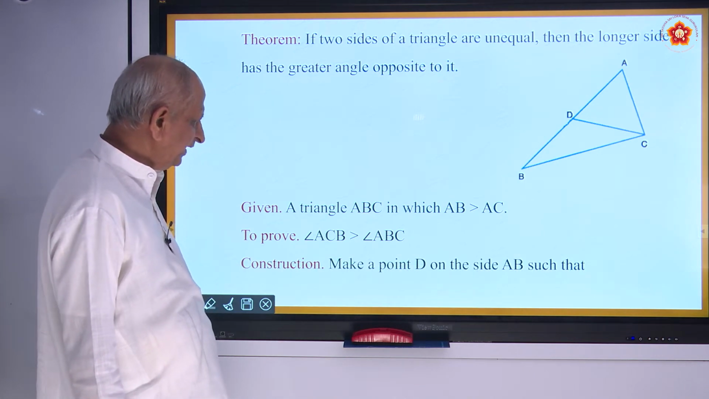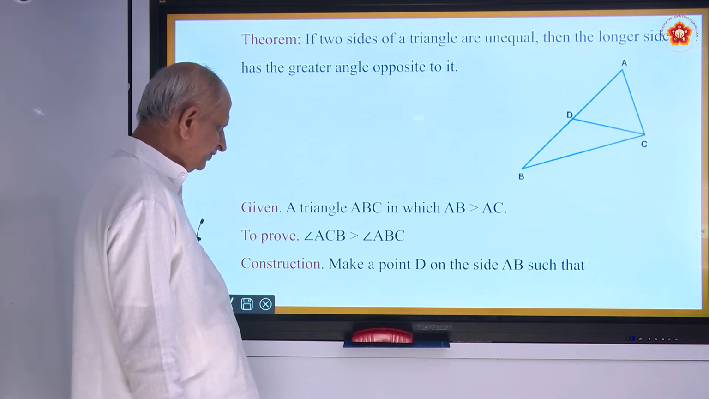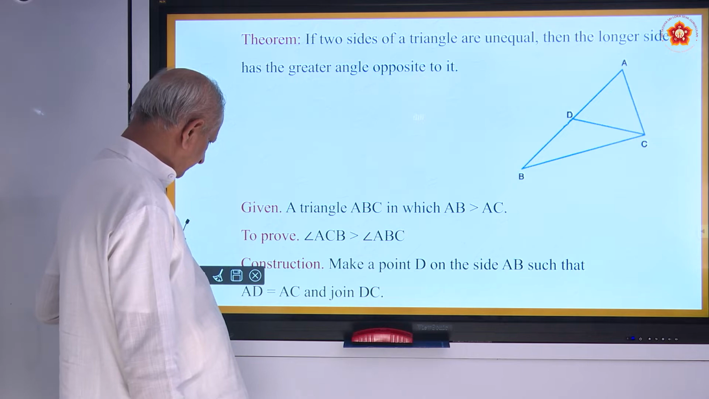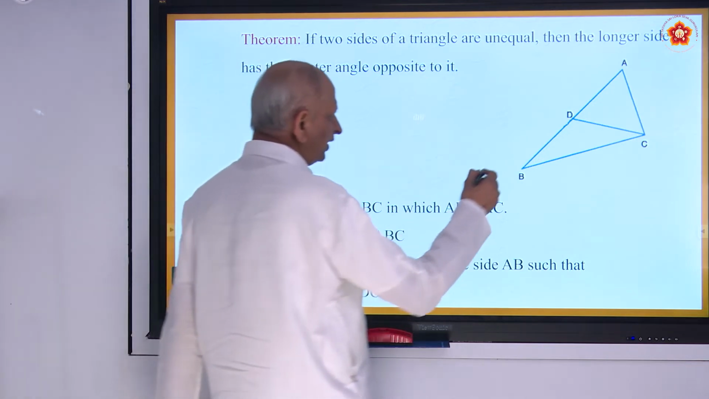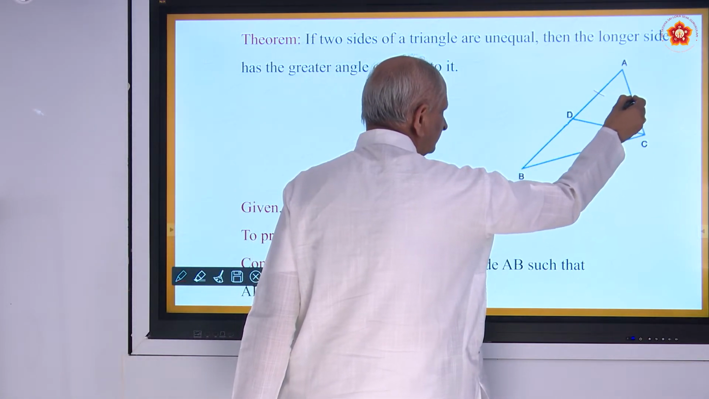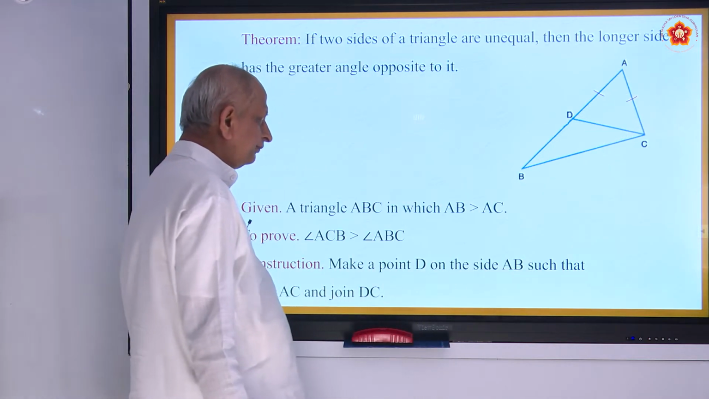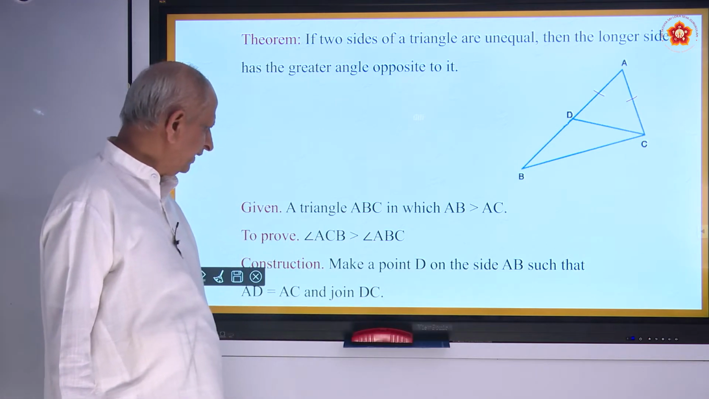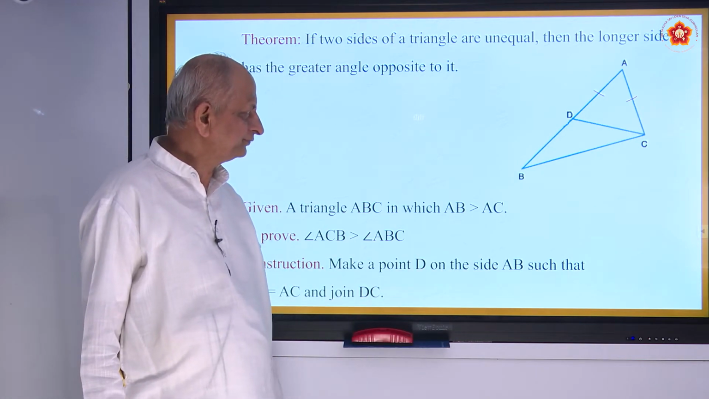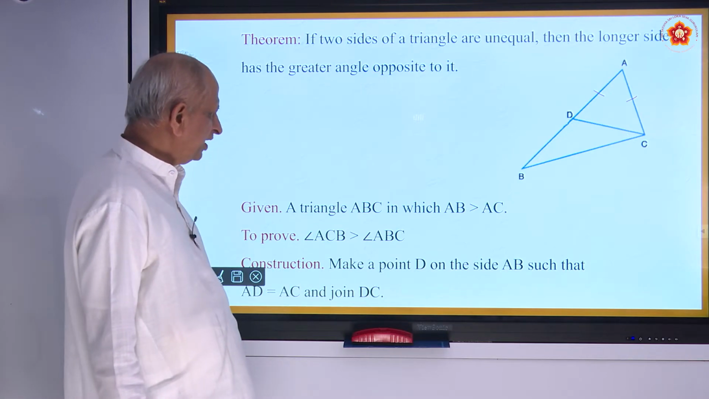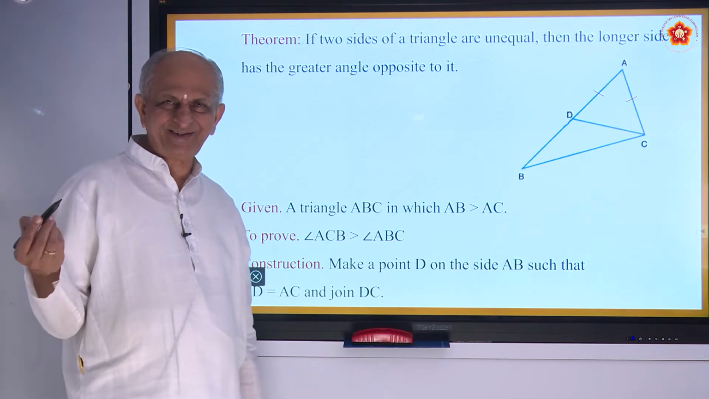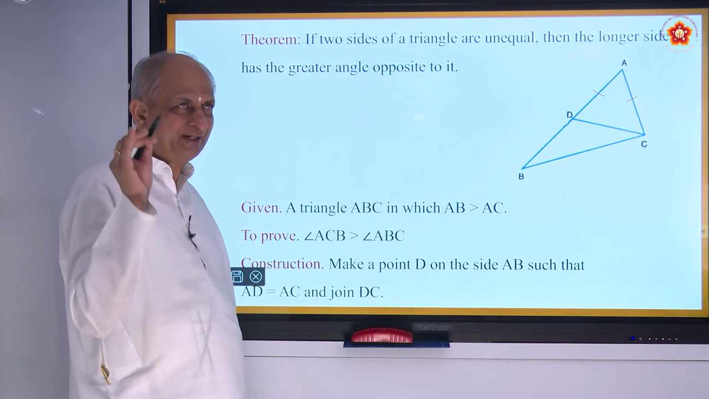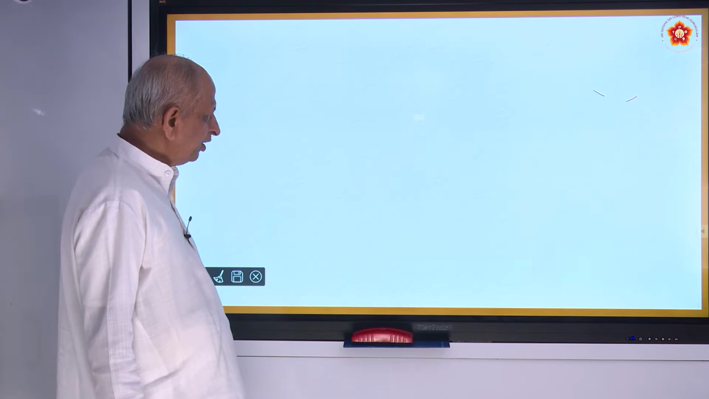Make a point D on the side AB such that AD is equal to AC. So AD is equal to AC. So mark a point D here and join DC. Okay, that's all the construction. Now why do you want construction? To make the theorem simple, to understand clearly. Okay, now the proof aspect.